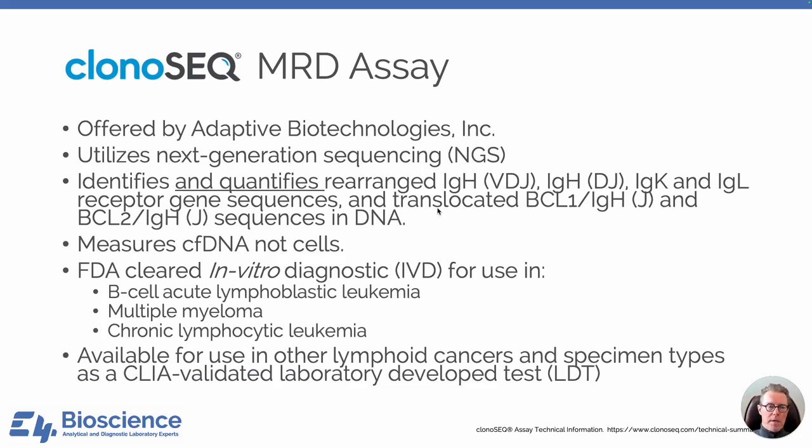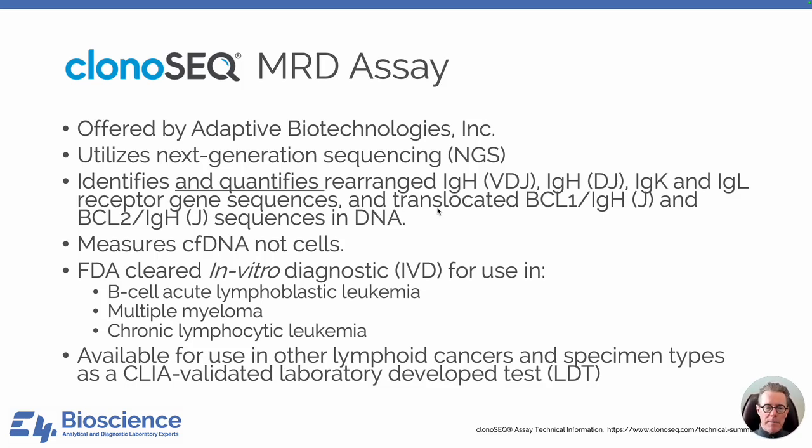Because this presentation was prepared at the request of Adaptive Biotechnologies, a Seattle-based diagnostic company that really specializes in hematological malignancies, I thought it would be worth taking a little bit of time to talk about their clonoSEQ assay. It's an NGS-based assay, and using sequencing, it identifies and quantifies. I think that quantifying part is very important. It measures rearrangements in the immunoglobulin genes, and also a couple of translocations that are critical for lymphoma, BCL1 and BCL2.